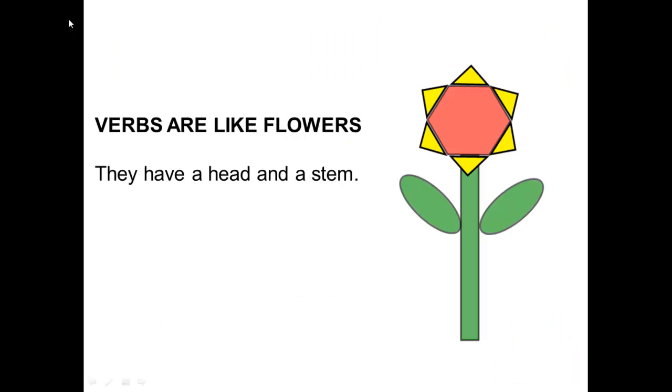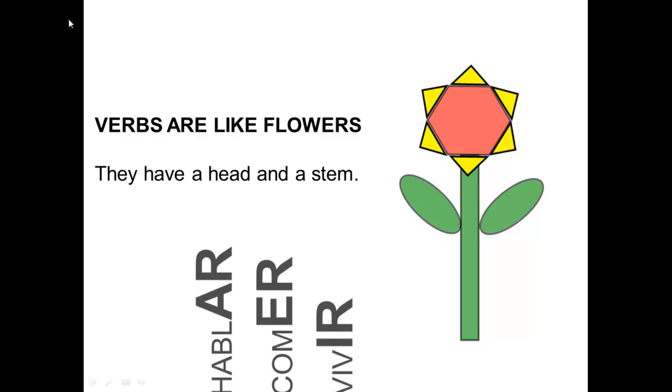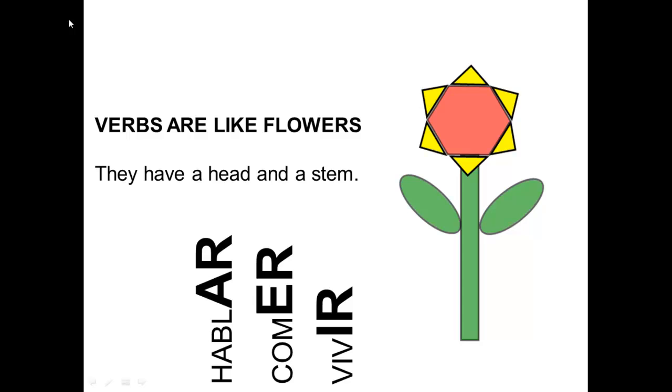Remember this analogy that verbs are like flowers. They have a head and a stem. Here we see the three examples we would look at: hablar, comer, beber. Notice how the head is the last two letters, the AR, the ER and the IR, and the stem is what's left once you chop off the head, just as you would do with a flower.